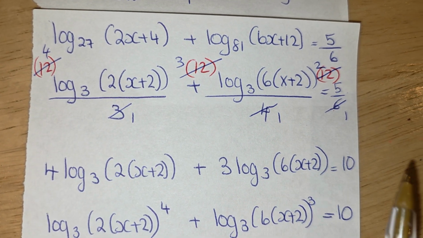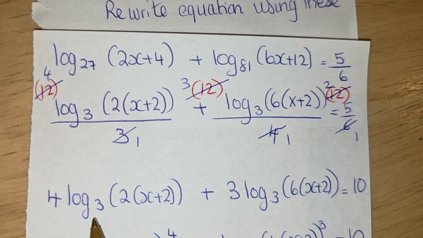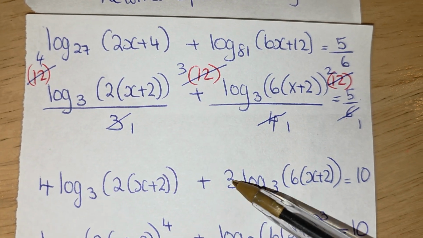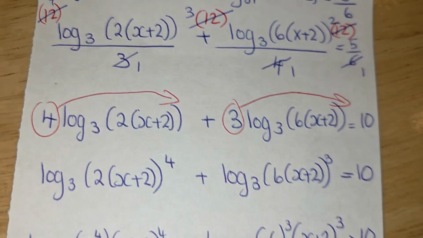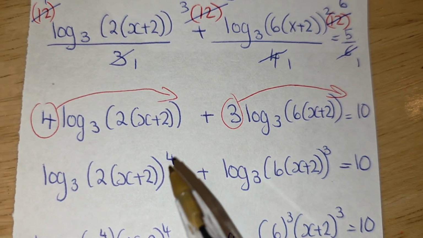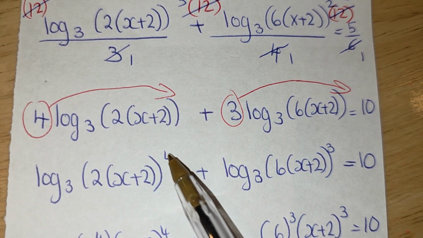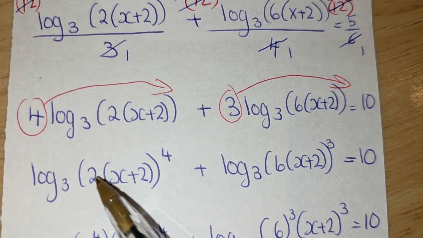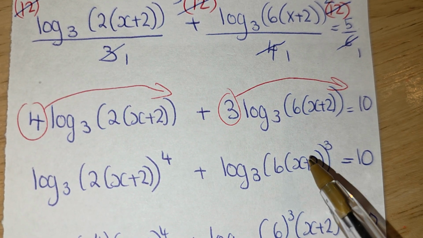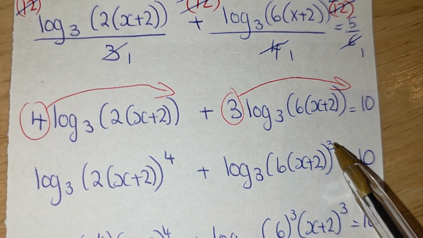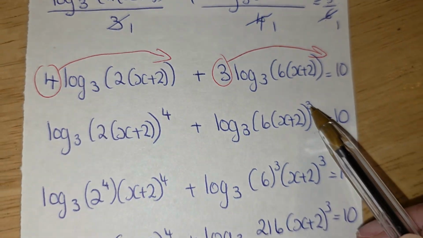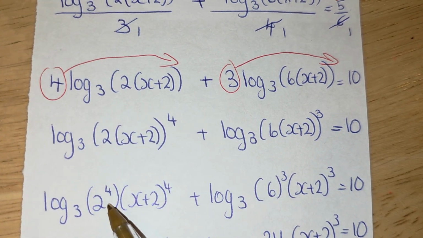All right. Now, you can, again, solve this many different ways. I would bring the power of 4 up and put it on the bracket. I'd bring the power of 3 up and put it on the bracket. So now it will look like this, all equal to 10. Now, remember, that entire bracket is being put to the power of 4, which means the 2 is being put to the power of 4, and the x plus 2 is being put to the power of 4. In this bracket, the 6 is being put to the power of 3, and the x plus 2 is being put to the power of 3. That's important. So I'm just going to write them out separately then.